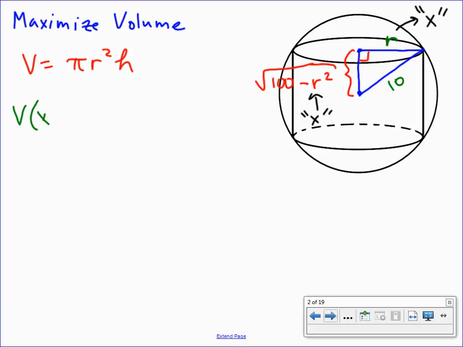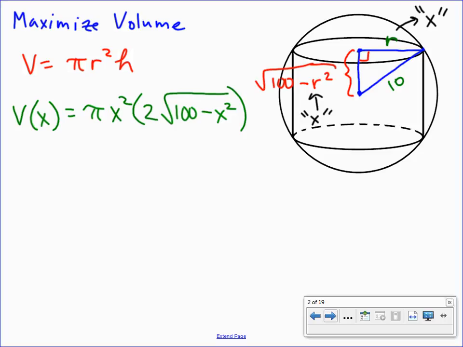V of x equals pi x squared times, and what's my height? Well, my height is twice that radical 100 minus x squared. You guys see that? That's my height. And so I just needed 2 root 100 minus x squared. That's pretty bomb.